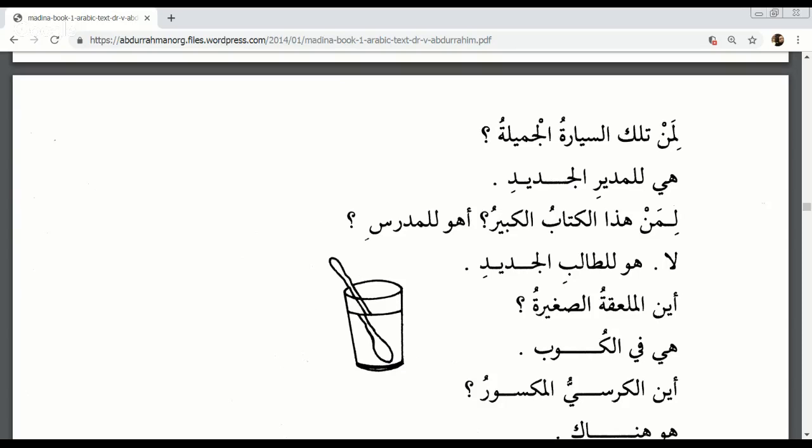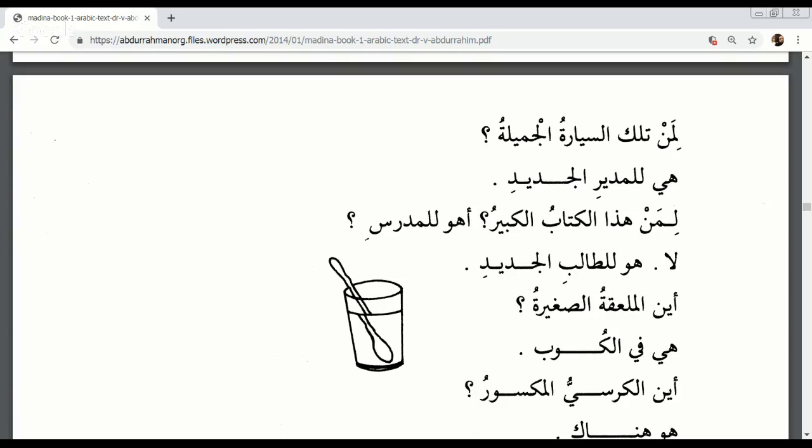No, it's the new students. Do we say it is the new student? No, sorry, I just got completely confused. I think it's correct. So the question is لمن هذا الكتاب الكبير? Whose is this book? This big book. So we're talking about the book.